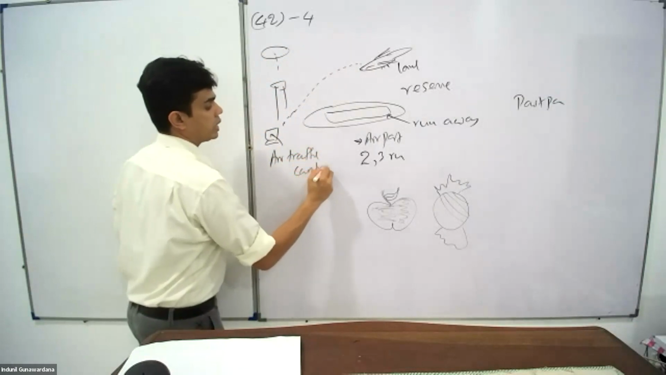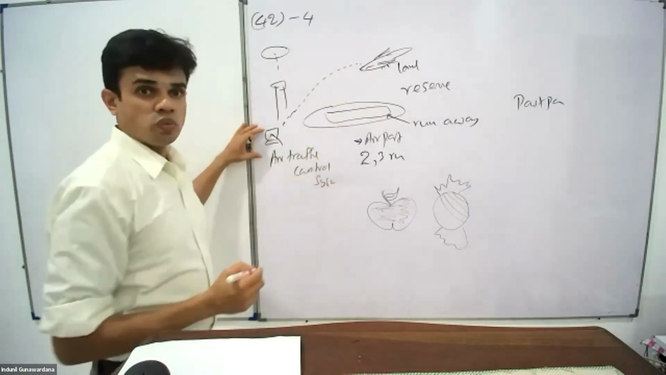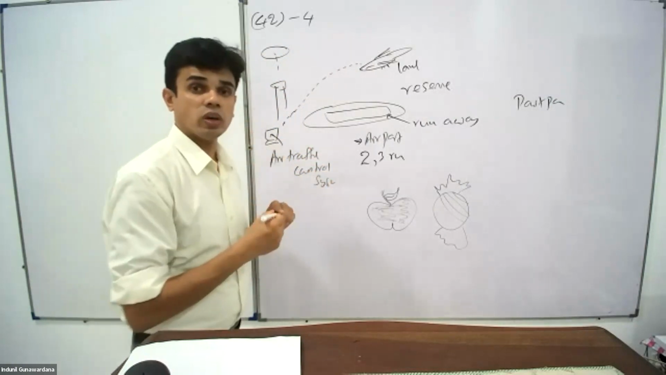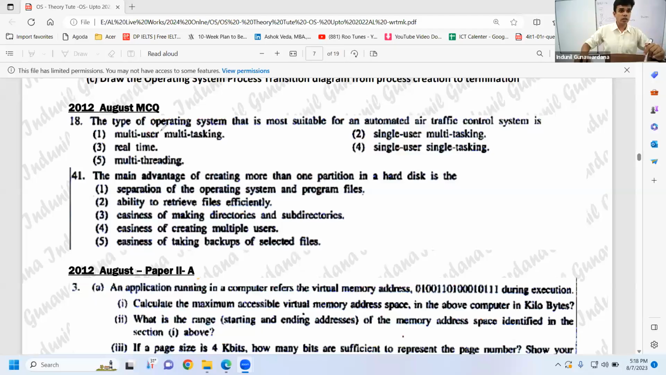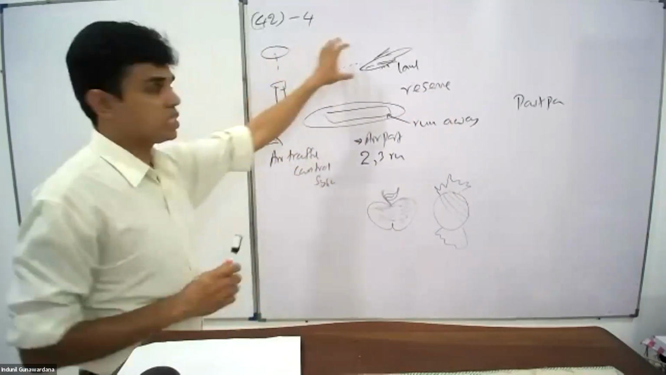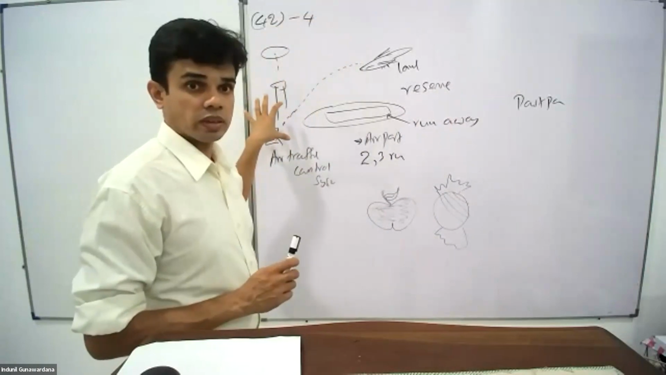Alright. Then what sort of a system is it? What sort of an operating system should that air traffic control system use? That's what their question is. A type of operating system that is more suitable for an automated air traffic control system is, what is it? Multi-user multitasking. Multi-user is okay, right? The system has to be used by multiple users. Why? Multiple users are using it.